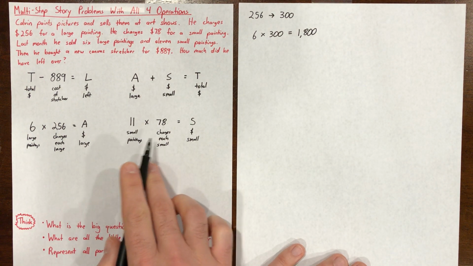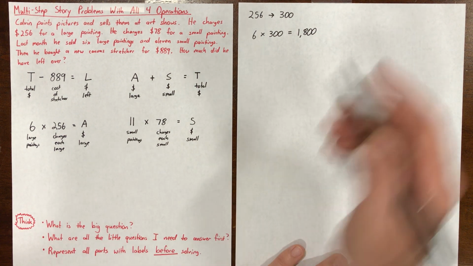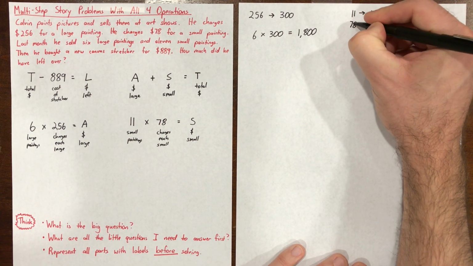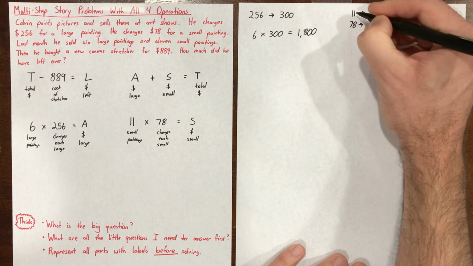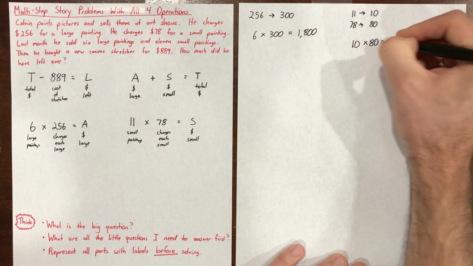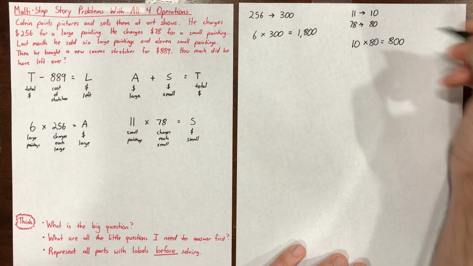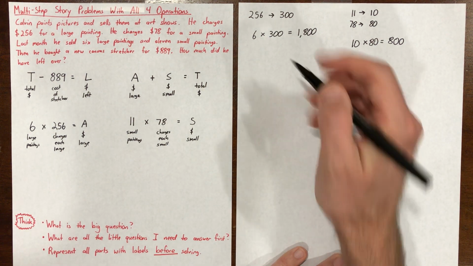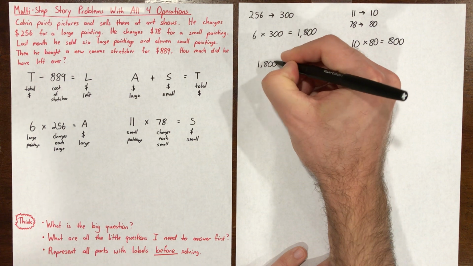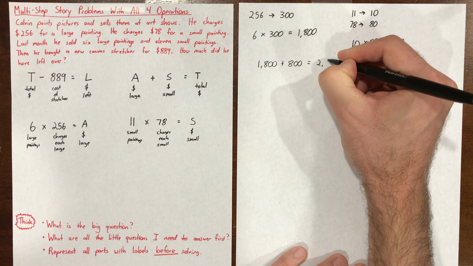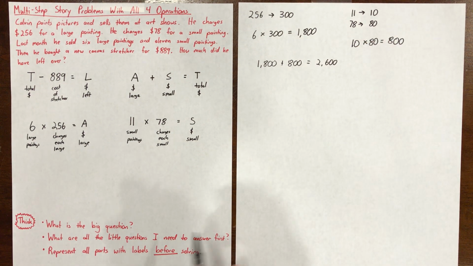And then for this multiplication problem, I'm going to estimate these numbers. I'm going to round 11 to 10. I'm going to round 78 to 80. Those are the closest tens to each of those numbers. And I'm going to take 10 times 80, and that's going to give me 800. Okay? And then all I have to do is add 1,800 plus 800, and it gives me an estimate of 2,600 for the total amount of dollars that he made.